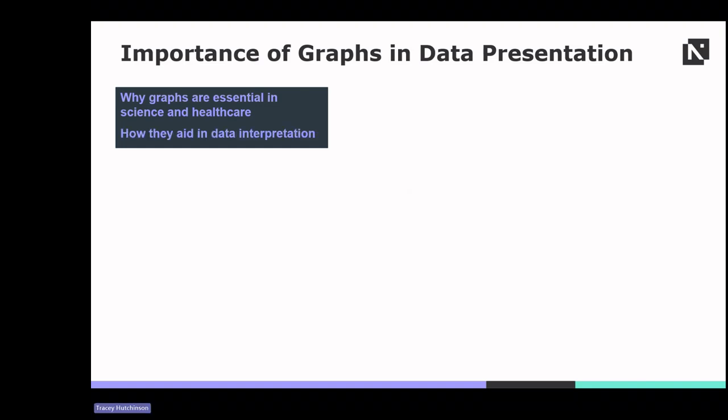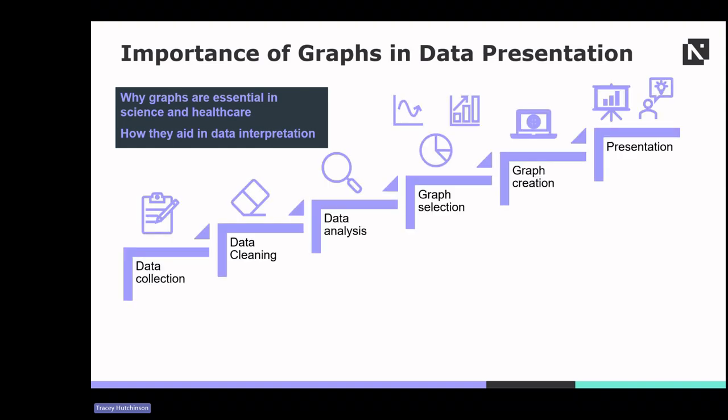Graphs play a crucial role in the initial stages of data interpretation, starting with data collection. While graphs are not used directly during data collection, understanding how you might later visualize the data helps you determine what information to gather. For instance, knowing that you will need to create a bar chart might lead you to collect categorical data on various groups. Proper data collection ensures that you have the relevant information to represent effectively.